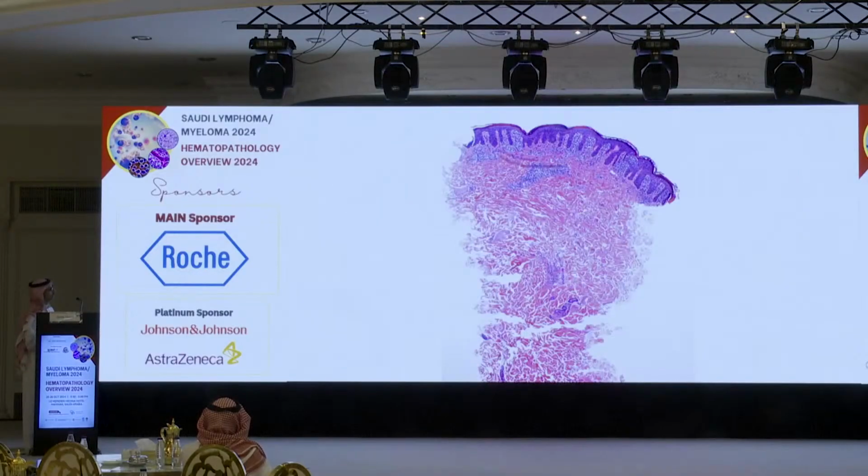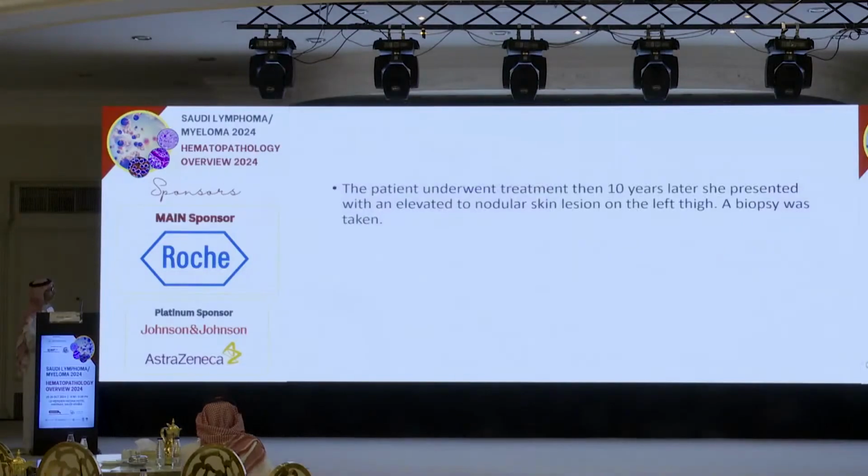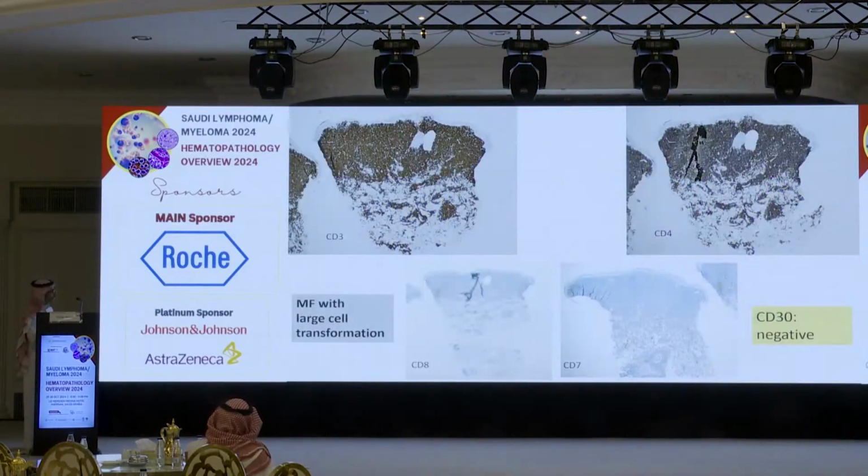This is the case I talked about before. This is the mycosis fungoides, and this is large cell transformation. So the differential diagnosis is ALCL, but this is CD30 negative. You can include LYP, the CD30 lymphoproliferative disorder.